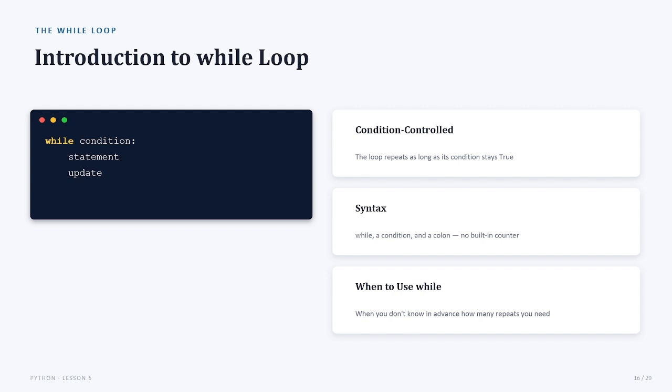Now let's see the basic syntax, given on your screen: while condition, then the statement. Python checks the condition. If it's true, the code runs. Then Python goes back and checks the condition again. If it is still true, the code runs again. This continues until the condition becomes false.